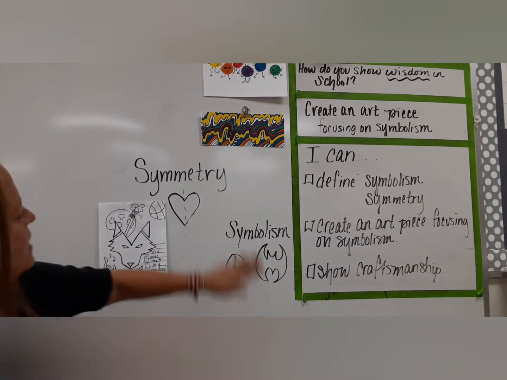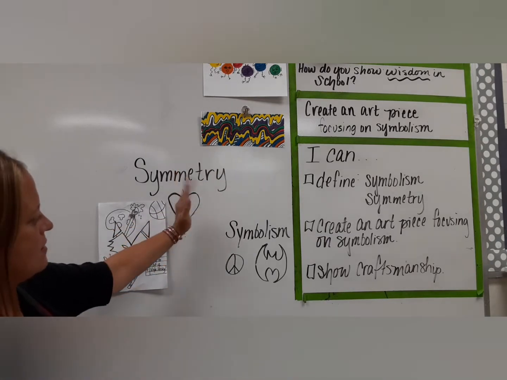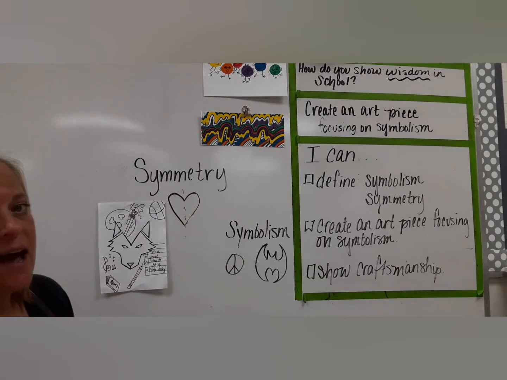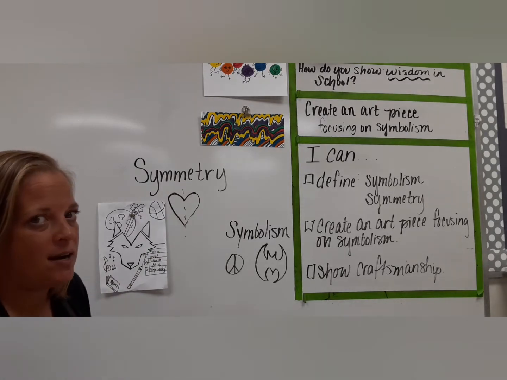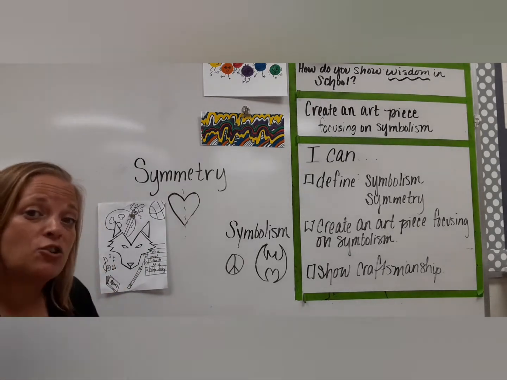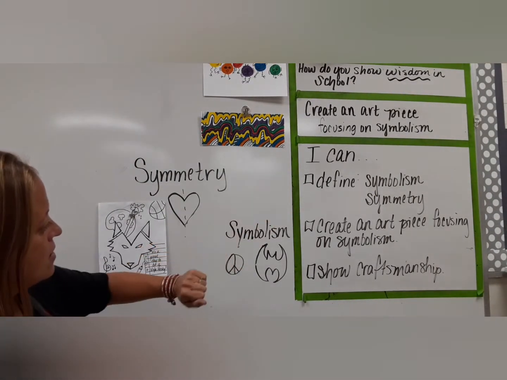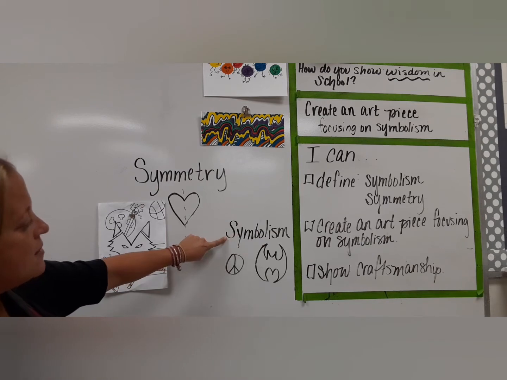So let's look. Symmetry is if we cut something in the center, pull it apart, it is the same on both sides. So can you look around your house right now? Is there something symmetrical around you? All right. Another of our vocabulary words is symbolism.